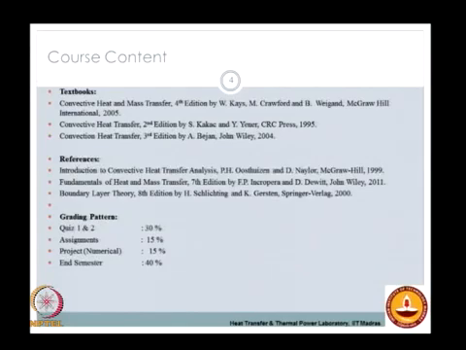So totally, out of 100%, you have an equitable distribution between the assignments and the project, and slightly higher weightage is given to your end semester examination.